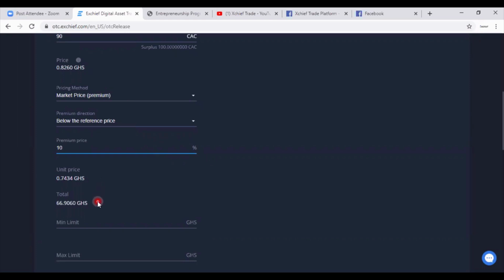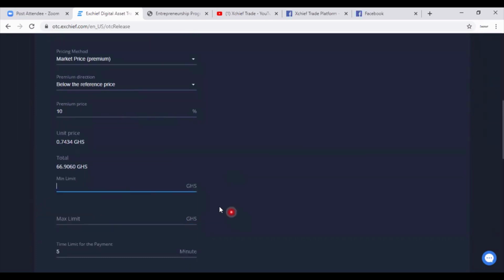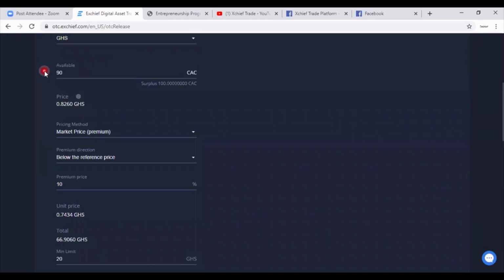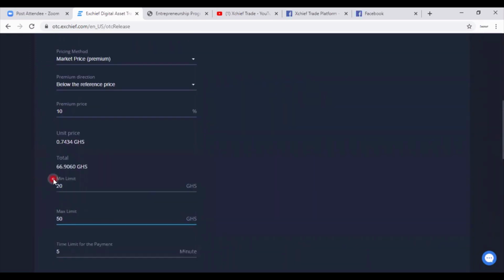Okay, so the total to expect after the 90 CAC is sold is 66.90 Ghana cedis, and that's approximately 67 cedis. Okay, so we also put in the minimum and maximum CAC Ghana cedi bracket. So out of this 66 cedis, I will choose my minimum to be 20, and then my maximum to be, say, 50. And this should fall within the maximum amount of CAC you are selling, which is 66 cedis.